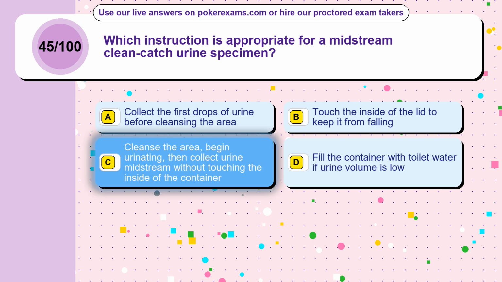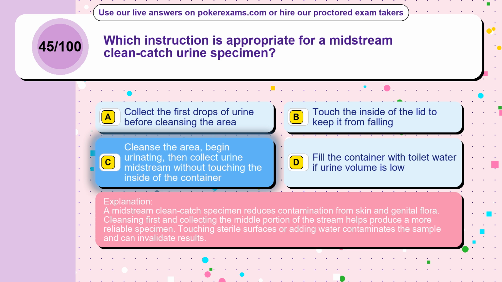The correct answer is option C. Cleanse the area, begin urinating, then collect urine midstream without touching the inside of the container. A midstream clean catch specimen reduces contamination from skin and genital flora. Cleansing first and collecting the middle portion of the stream helps produce a more reliable specimen. Touching sterile surfaces or adding water contaminates the sample and can invalidate results.